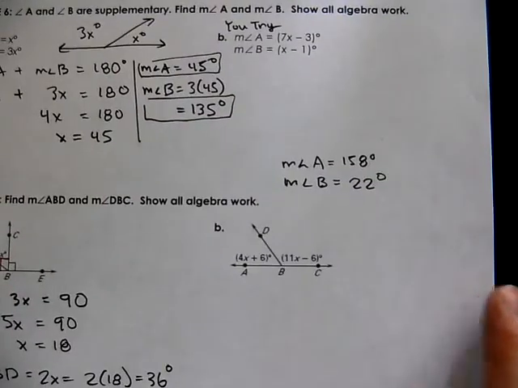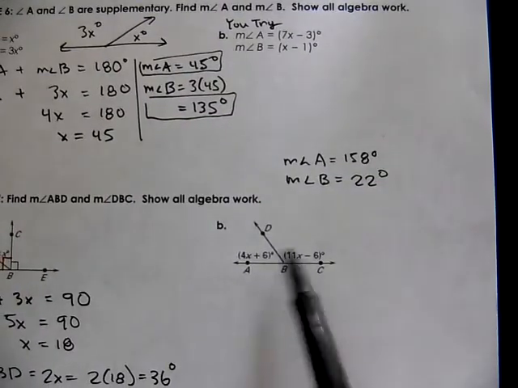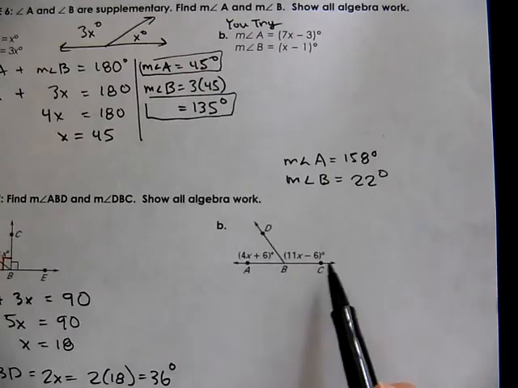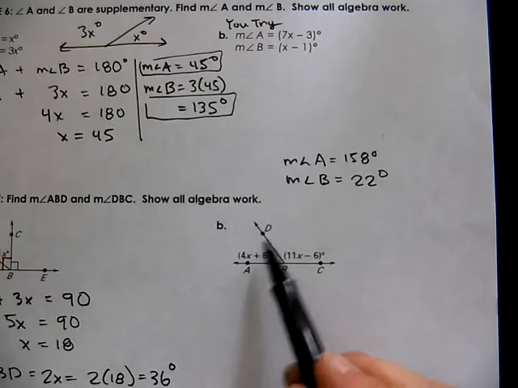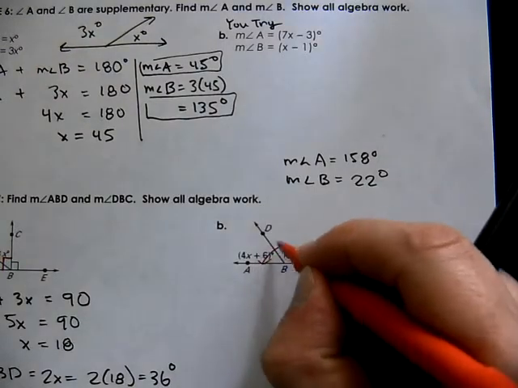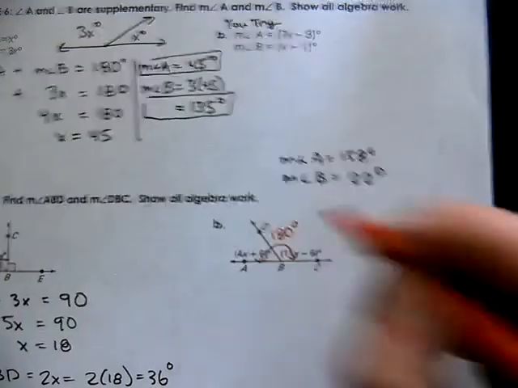So what do you think about this last one? What should we add these angles up to? It is a straight line. That means it's a linear pair. It's a supplementary pair. There's 180 degrees. So again, the number of degrees of that straight line is 180.